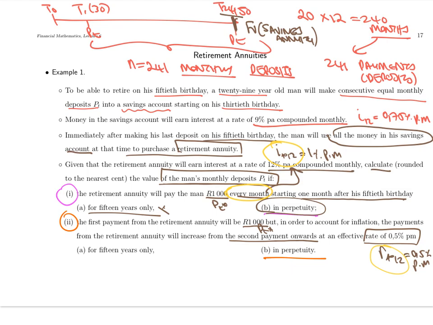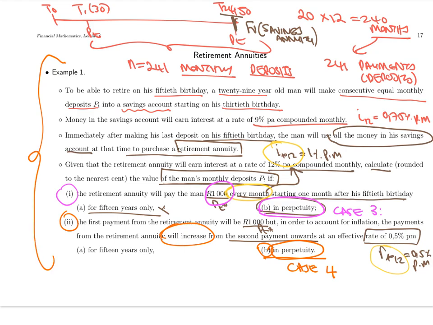Okay, so it's clear that this first one is case 3, because here I am making an unlimited amount of withdrawals, but those withdrawals are constant, and this one here is case 4, because I'm making an unlimited amount of withdrawals, but these withdrawals are increasing. I'm going to do both of those questions for you. You need to go and do this entire example again for yourself. It is a very important example because it encapsulates all 4 cases of the withdrawals.